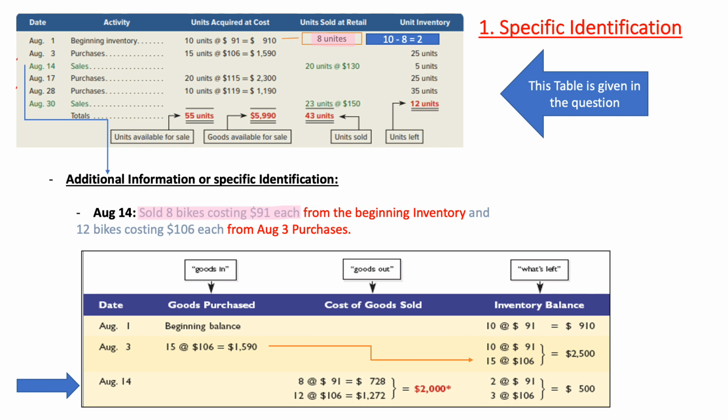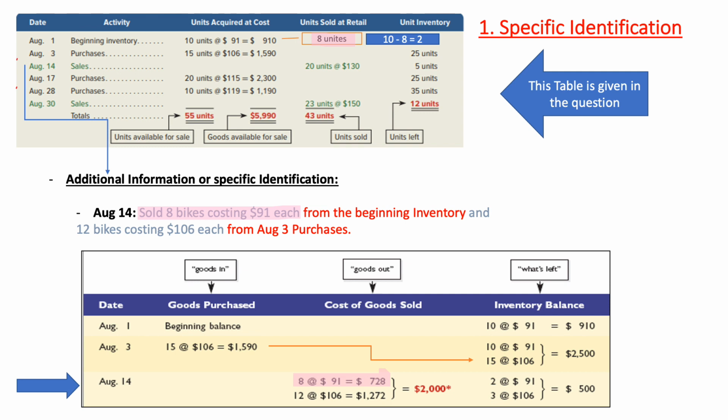So now I'm going to record in the table on August 14, and I'm going to record this information in the cost of goods sold column. I'm going to say 8 multiplied by 91 equals 728. Why 8 units multiplied by 91? Because they told me in the additional information that they sold 8 bikes costing 91 from the beginning inventory. So they specify exactly where they sold the bikes from.